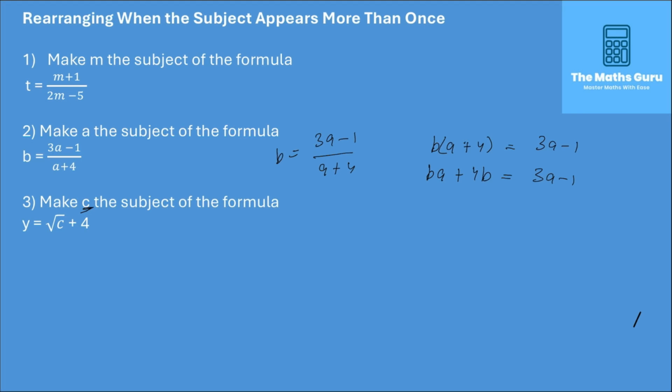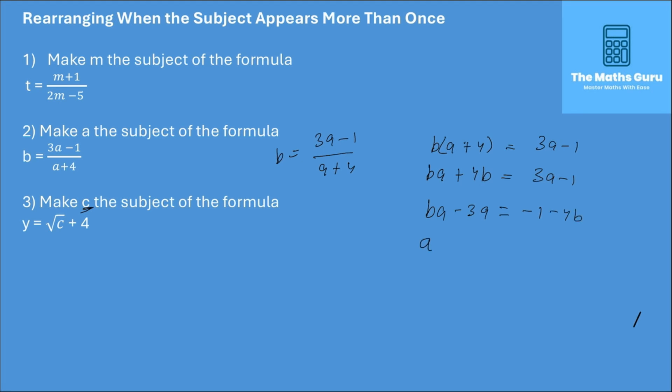Then we need to move all of our terms including a onto one side, and all of the terms not including a onto the other side. So we're going to get ba, plus 3a on this side, so we minus 3a on both sides of the equation to get minus 3a, and then minus 1 minus 4b.